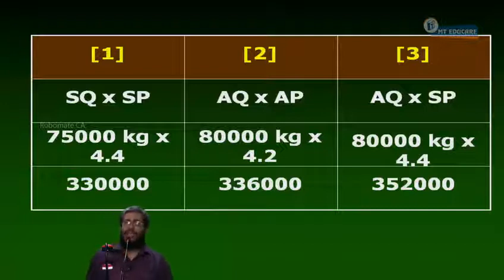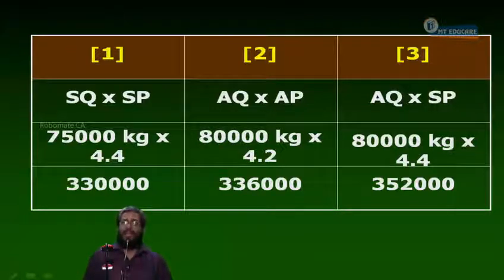Why does the cost vary? Maybe due to price. I planned to pay 4.4. I paid only 4.2. Saved or excess paid? Saved. How much price per kg? 20 paise. For how many kgs? 80,000. The price variance is 16,000 favorable. Yes or no?